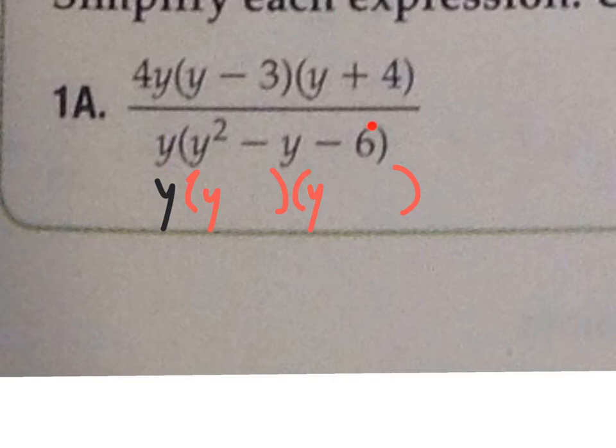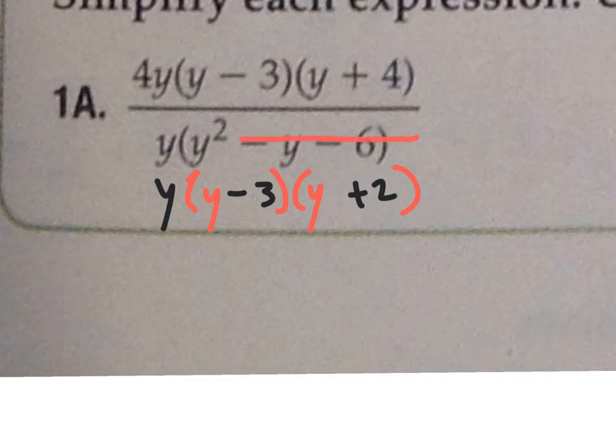Now I'm going to think, what times what is negative 6 that if I combine together is negative 1? There's a negative 1 right here in front of the y. So what would that be? That would be a negative 3 times a positive 2. That'll give you negative 6. And if you combine those together, it really does give you a negative 1. So that's your factored form. I just did it right below.